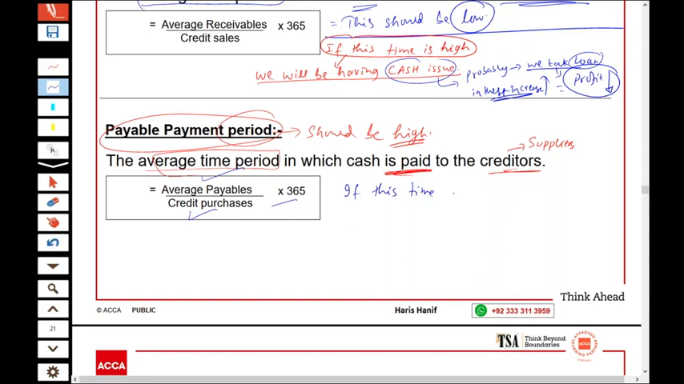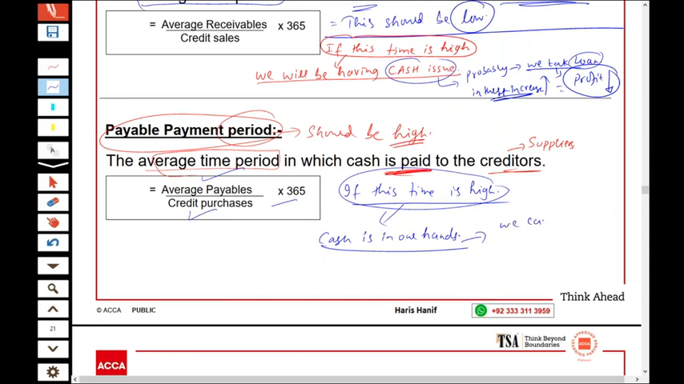If this time is high, for example, we have to pay amounts to suppliers and we are not paying them on time. We are delaying it, for example. Then where is the cash? The cash is with me. If this time period is high, that means cash is in our hands, and we can invest. If we can invest, that means profit can be high. So increasing the payable payment period would increase the profitability. Yes, that would be the true statement.